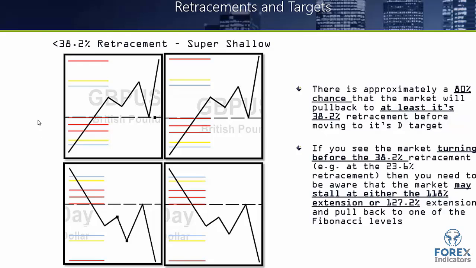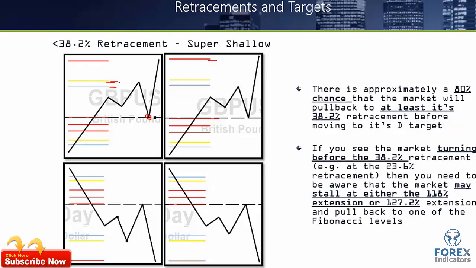Now the other type of setup, which is very similar and again very advanced, is sometimes the market will not pull back to its 38 immediately. It will start to rally and find resistance at one of these Fibonacci extensions, the 127 or the 118. Then eventually it will come back down to its 38. Just like we said before, 80% of the time you'll come back here before going up here.